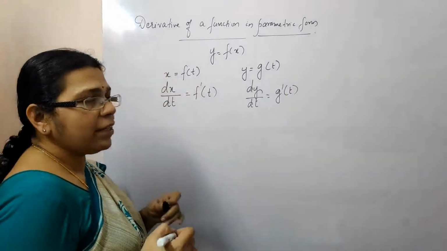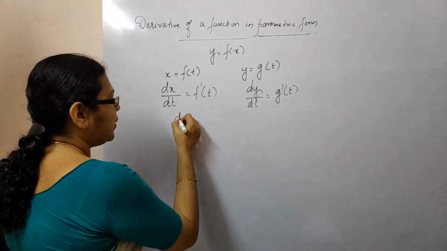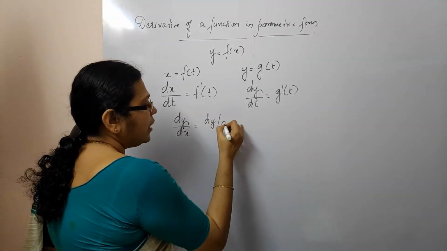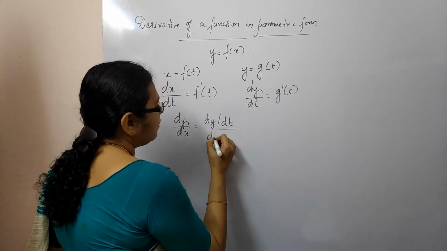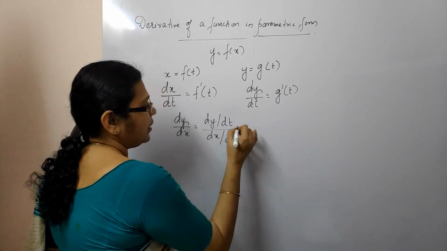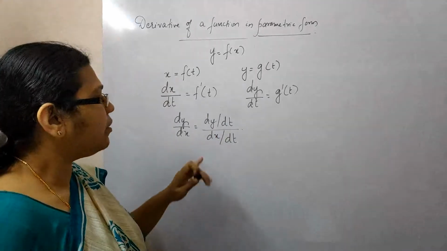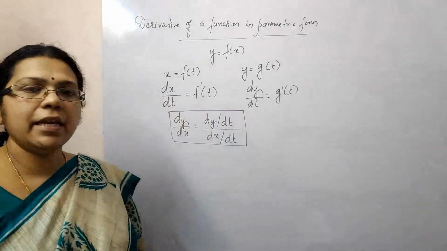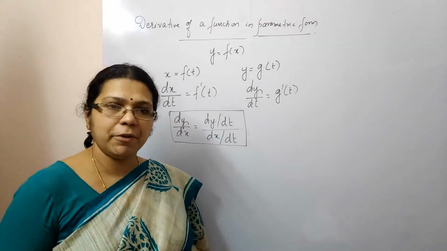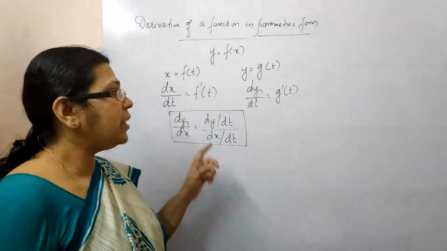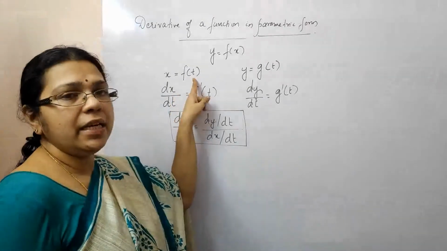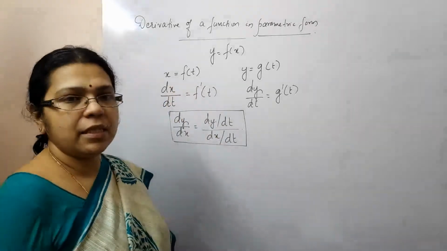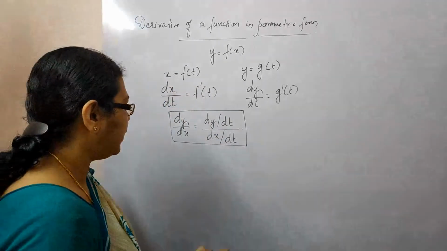Now what are we trying to find? It is dy by dx. Now to obtain dy by dx, what will I do? dy by dt divided by dx by dt. So this is the formula for finding dy by dx when both x and y are given in parametric form. Now, what is the parameter here? Here in this function, t is the parameter. I will give you an example here.